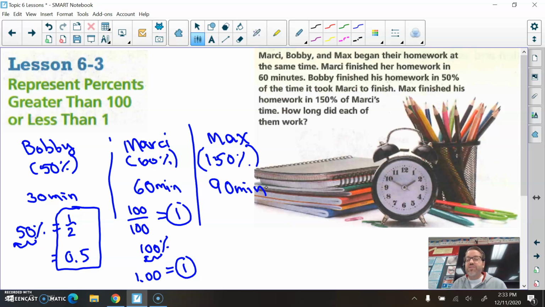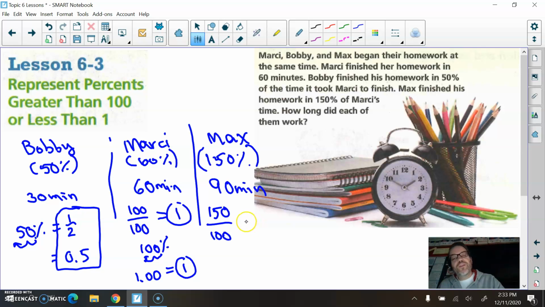But what's more important to me today is, can you rewrite 150% as a fraction, and can you rewrite it in decimal form? Well, as a fraction, 150% means 150 out of 100, because that's what percent means. It means per 100. And then you can simplify this if you divide these both by 50, and you would get 3 over 2. So in fractional form, 150% is 3/2.